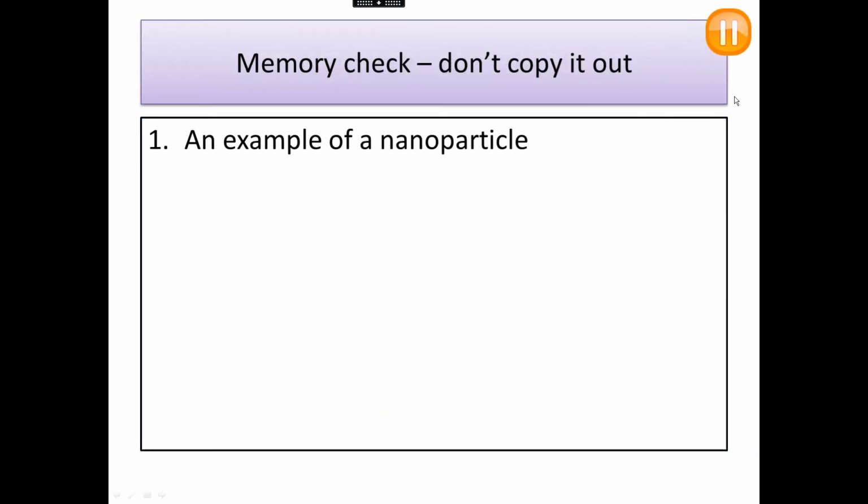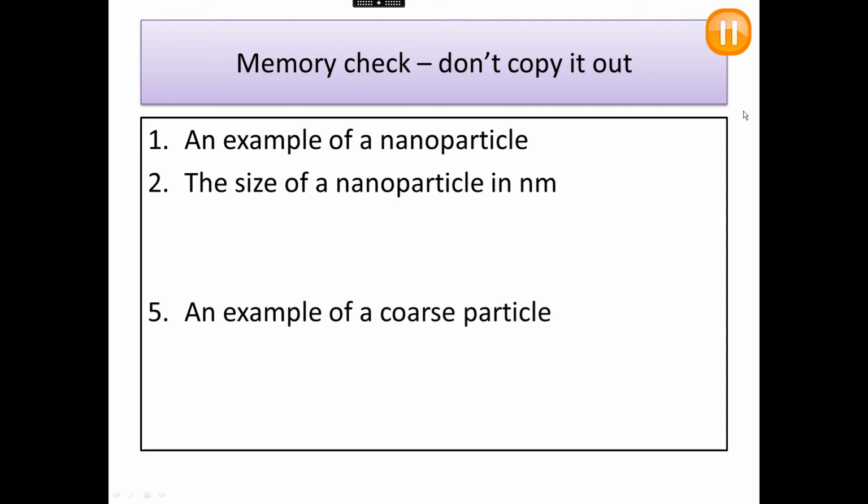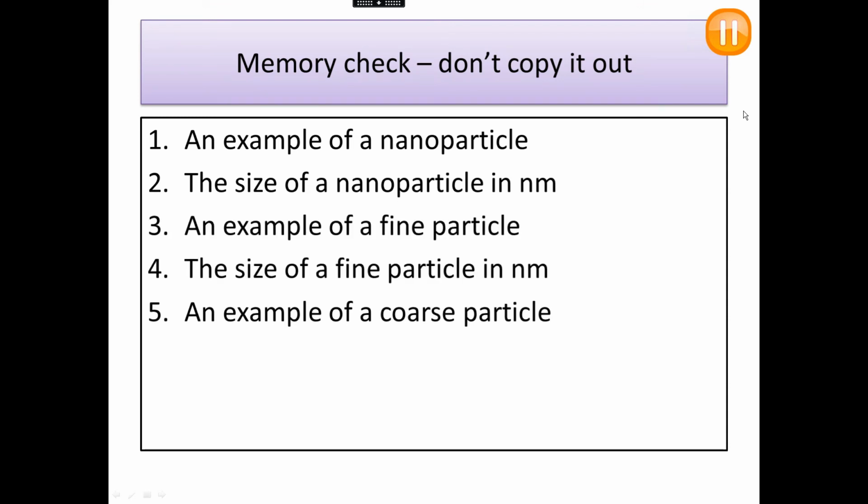Right, memory check. You don't need to write this down. It's a quiz, it's a test. Just think of the answer. Number 1, example of a nanoparticle. What was its size in nanometers? Can you remember back to earlier in the video? Oh, wrong order. Number 3, example of a fine particle. What was its size in nanometers? Example of a coarse particle. What was its size in nanometers? Pause the video, see if you can remember those facts. Go for it.